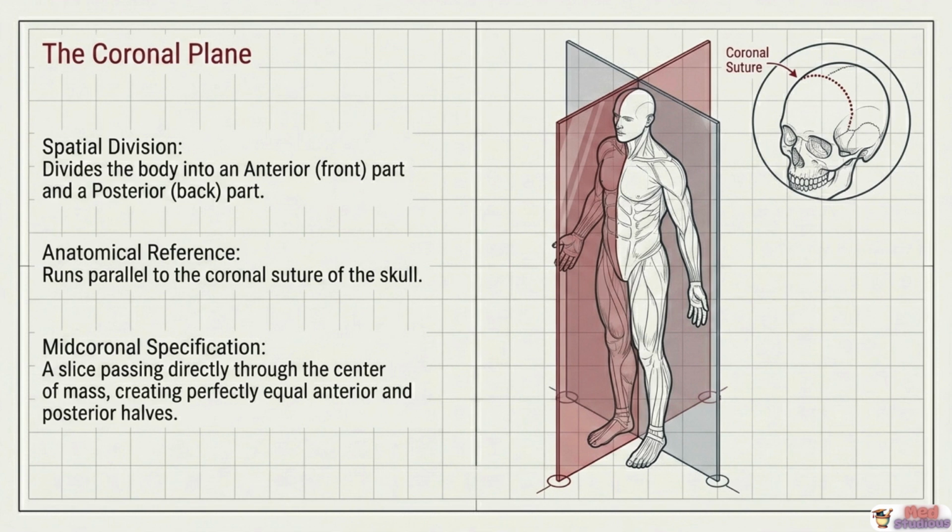Clinically, the coronal plane is essential in frontal view medical imaging, such as coronal MRI sequences and coronal CT reconstructions. It is also the plane in which lateral bending of the spine and abduction and adduction of the limbs are best visualized. Remember, coronal equals front-back division.